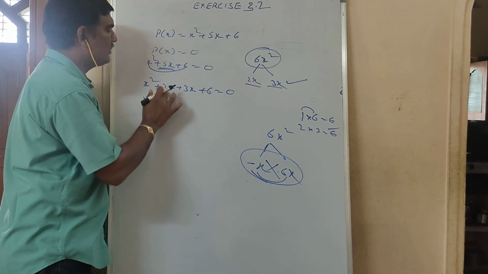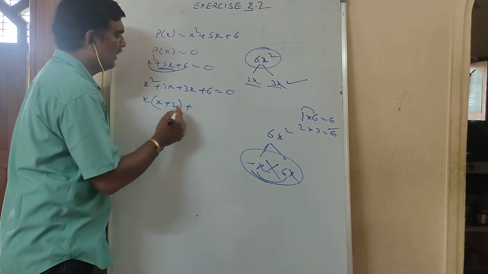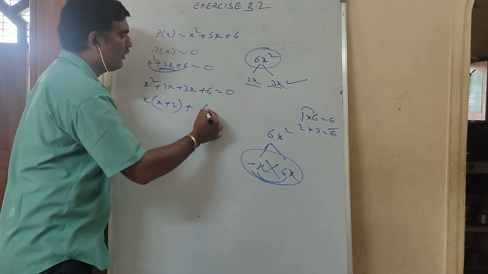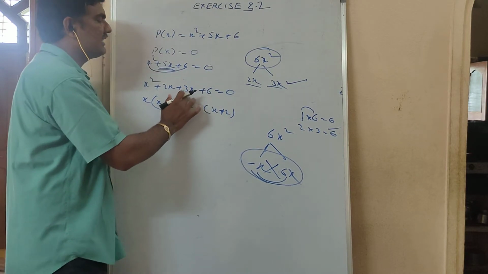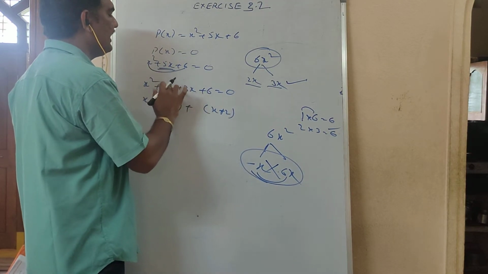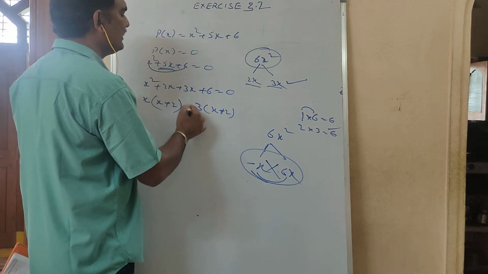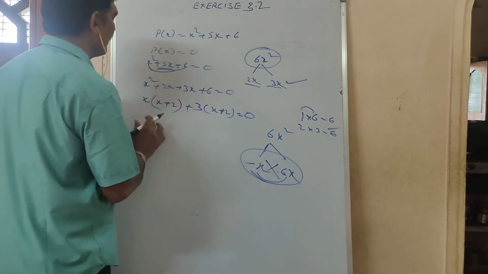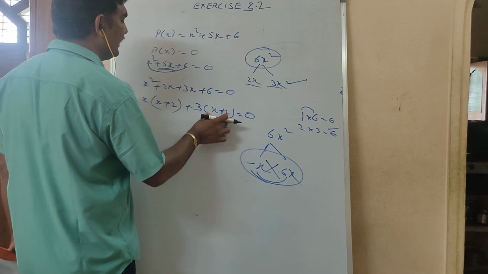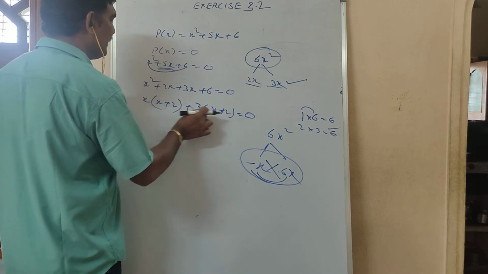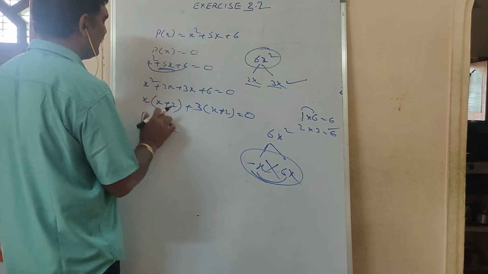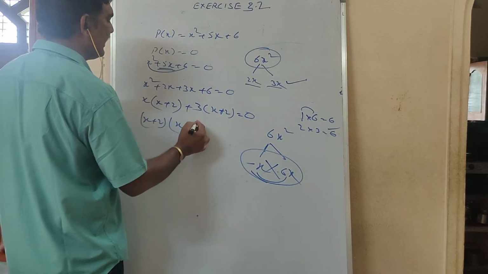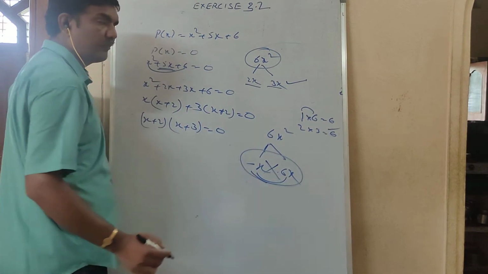X into how much is equal to 2x means 2. Here inside the brackets, whatever you got, here also you have to get the same. In 3x plus 6, if you take 3 as common, then only you are getting like this. Means take 3 as common. It is one term, it is another term. In the two terms, x plus 2 is common. So take x plus 2 as common. In the first term, x is remaining. In the second term, plus 3 is remaining.